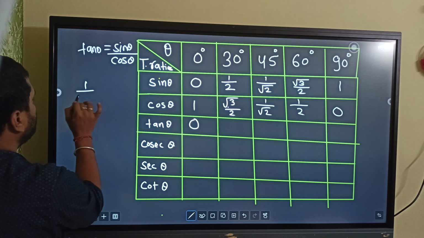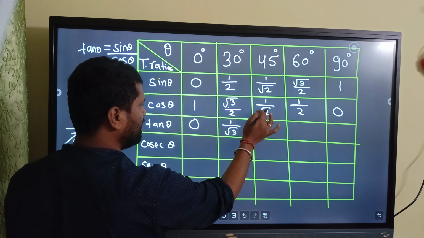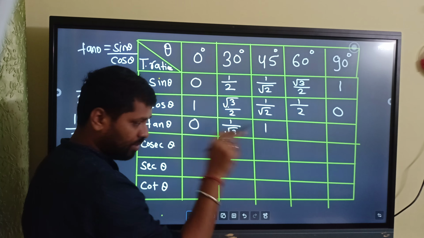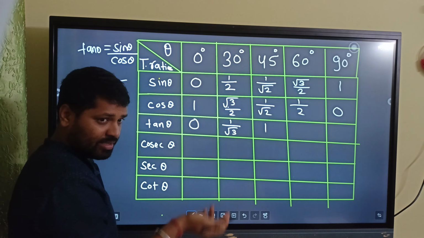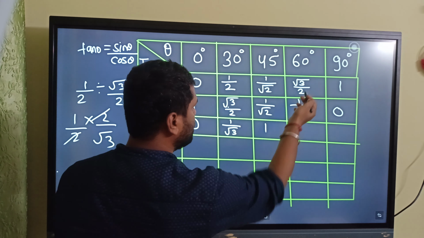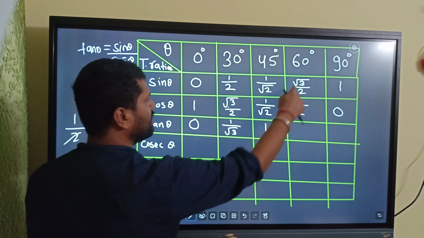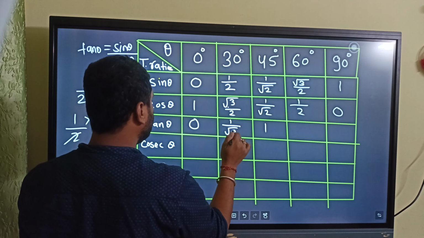Now 1 by 2 divided by root 3 by 2. So what will it be? 1 by root 3. Yes. Then here it is 1. When you do this by this, both are same, right? 1 by root 2 divided by 1 by root 2, both are same. X by x is 1. Here it was 1 by 2 divided by root 3 by 2. Here it's ulta, so the answer will be ulta. Here 1 by root 3, here root 3.